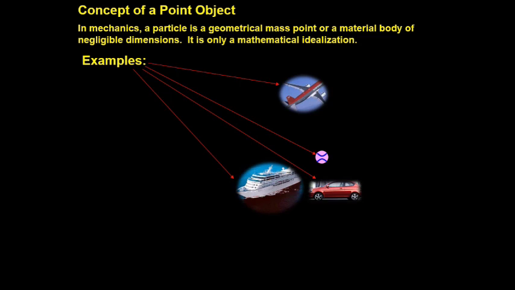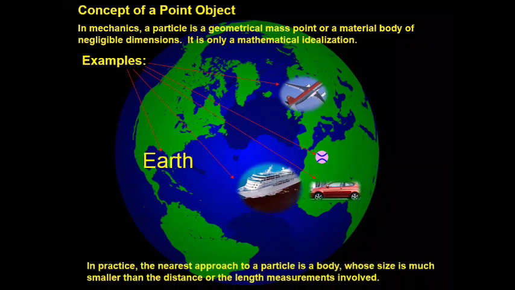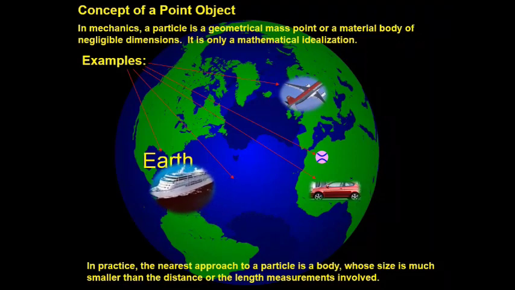A ship or an aeroplane or car, there's no way they are point objects, but when I take the entire earth into consideration, they are point objects because their size is so small that their path is of much bigger size than the size of the object. So the nearest approach to a particle is a body whose size is much smaller than the distance or the length measurement involved.